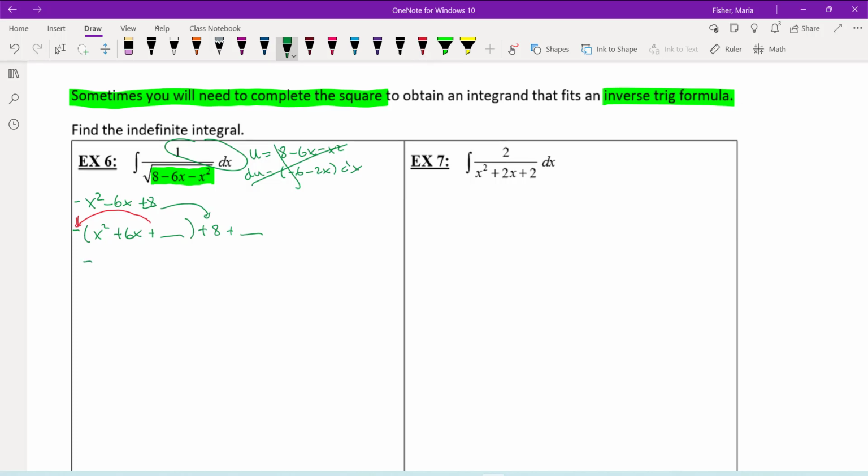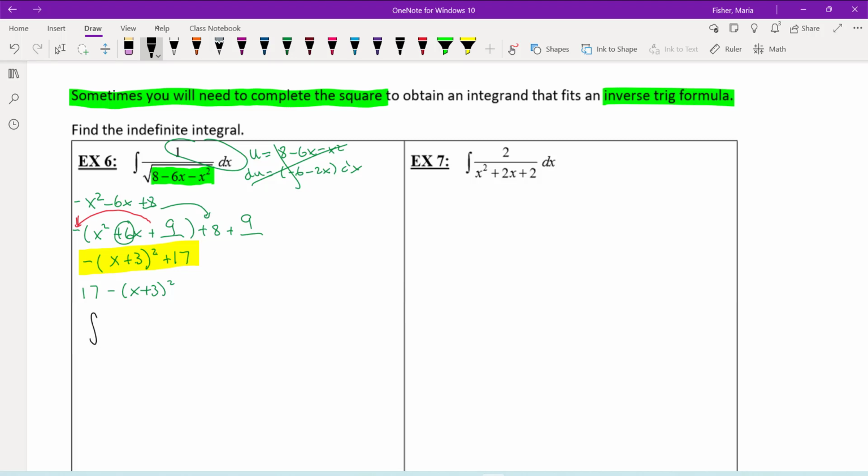Now let's complete the square. So the variable is x, and then it's half of the coefficient of the linear term. Half of 6 is 3. And then 3 squared is 9. That's the number that goes into the blanks. 8 plus 9 is equal to 17. We're going to rewrite this so that the positive term comes first, and we're going to write it as 17 minus x plus 3 squared.